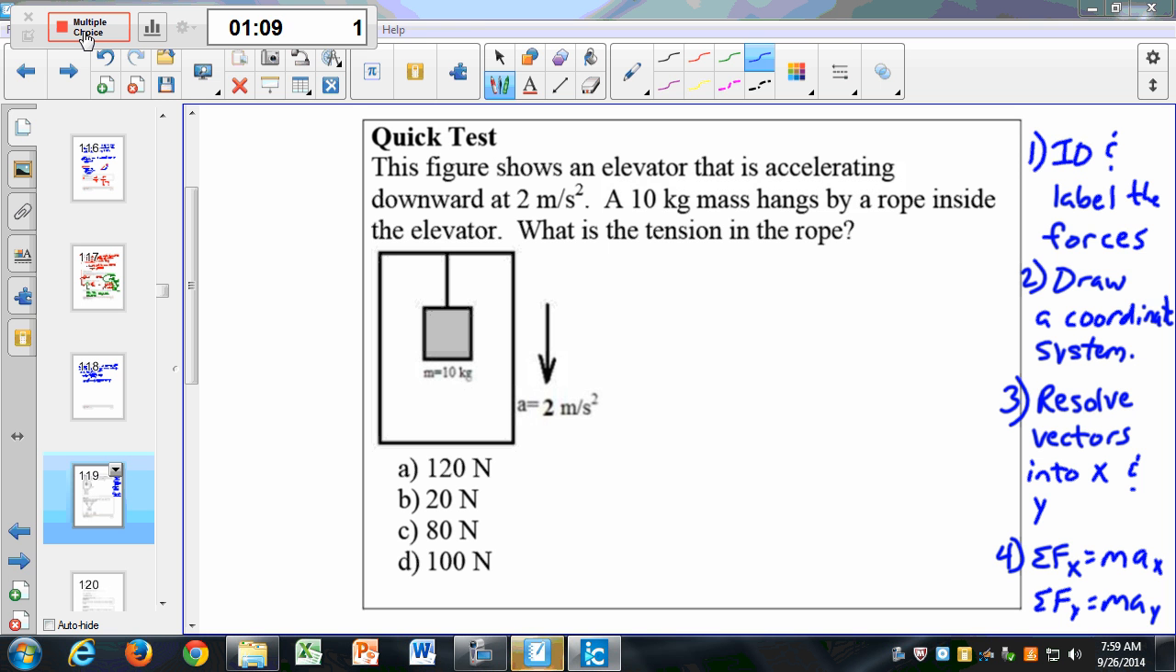You'll use these steps on every problem that you do for this chapter. Identify and label the forces, draw a coordinate system, resolve the vectors into their x and y components, and then apply Newton's second law and solve the equations that result from that. Now this one's pretty straightforward, but try it. First, identify and label the forces, the tension and the weight. Draw your coordinate system. Here you only have one axis, so it's fairly simple. All the forces are only on the y-axis. And because of that, you can skip part 3, and then apply Newton's second law.